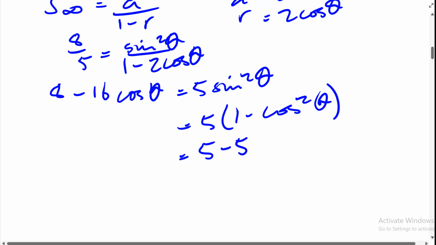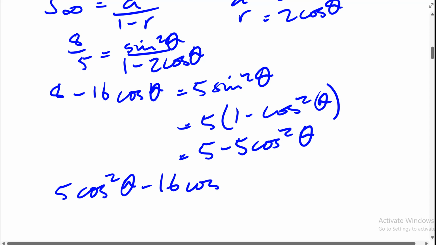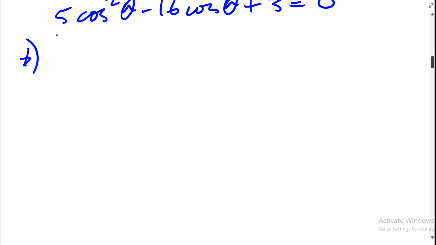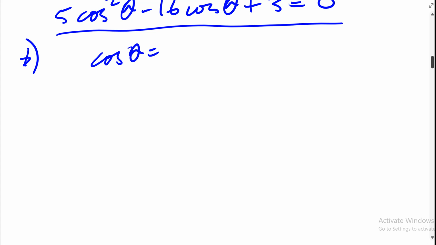Multiply that out, 5 cos squared theta. Get everything to equal 0. So we've got 5 cos squared. Let's put everything on the left hand side now. 5 cos squared theta minus 16 cos theta plus 3 equals 0, which we were asked to prove. And final bit of the question, hence find the exact value of the second term. Okay, so the exact value of the second term, if we solve this quadratic, we'll get cos theta equals 3, or cos theta equals 1/5.